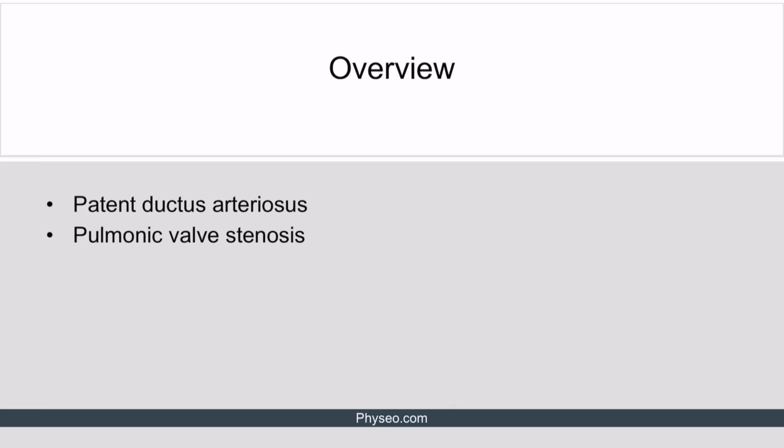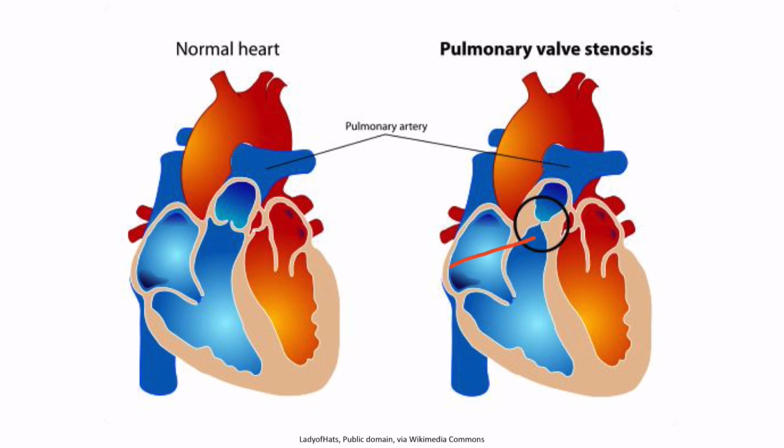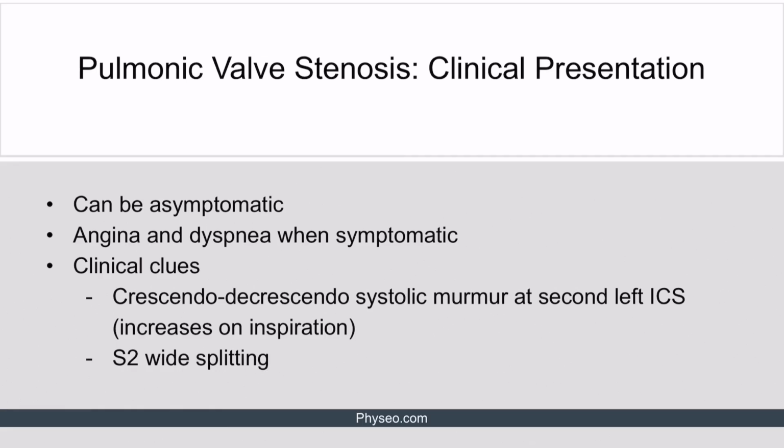Let's briefly discuss pulmonic valve stenosis. It is defined as the stenosis of the pulmonic valve leading to right ventricular outflow obstruction. It is an isolated congenital defect without any well-known association. Here's an illustration showing pulmonary valve stenosis leading to right ventricular outflow obstruction. Clinical presentation is variable and depends on severity of stenosis. It can be asymptomatic. However, when it is symptomatic, the patient complains of dyspnea and angina.